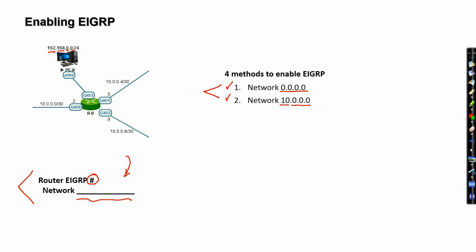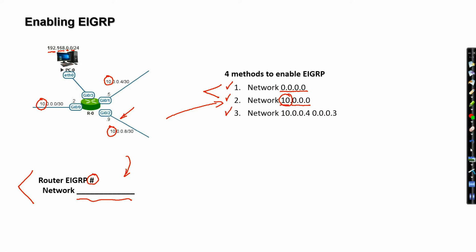Again, these 2 methods are the simplest way to enable EIGRP. However, they do not allow you to be more specific. Here's an example. If you use network 10.0.0.0, router 0 will enable the gigabit 0/0 network, gigabit 0/1 network, and gigabit 0/2 network automatically. What happens if you do not want gigabit 0/2 to participate in EIGRP? These 2 methods will not allow you to be that specific. And this is where method number 3 comes into play.